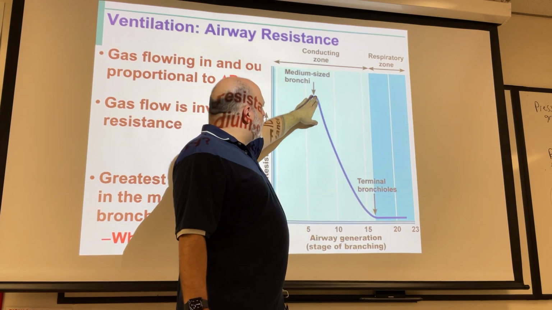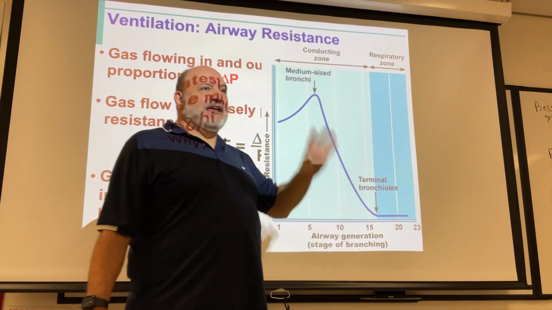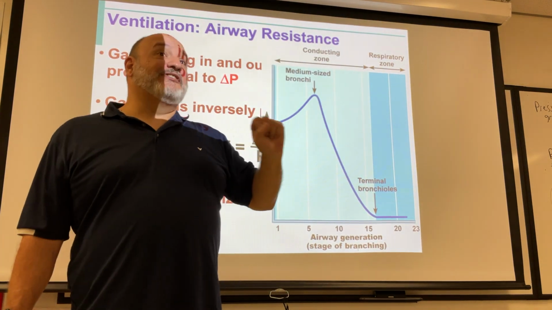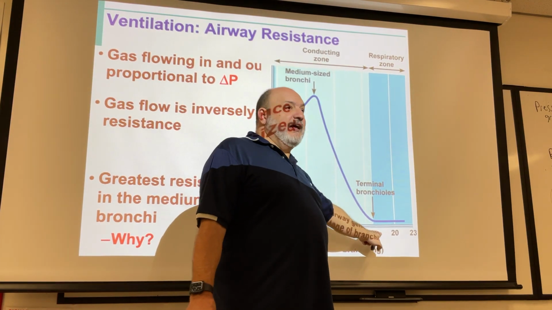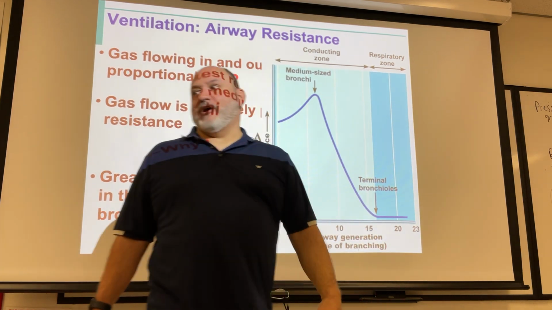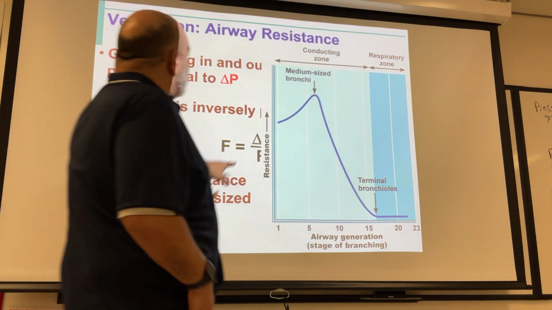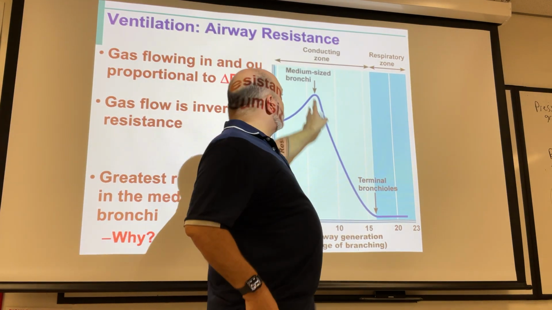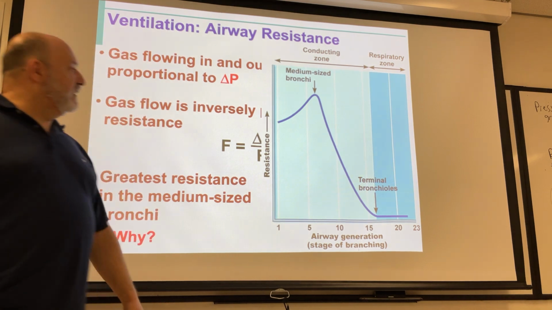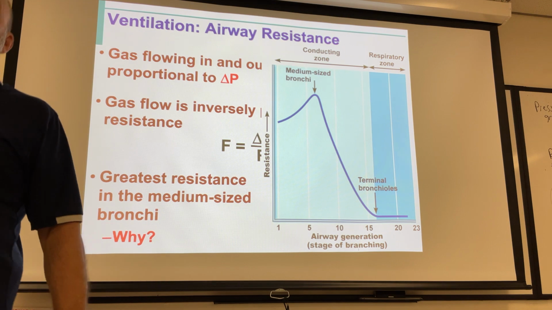they get smaller and smaller. However, once we get to about the medium-sized bronchi, even though their volumes are still getting smaller, what's happening to the numbers of them? They're increasing dramatically. And as the numbers increase dramatically, we see a drop in the overall resistance. So, with the medium-sized bronchi, there are few of them, and they're small in diameter, and that is where they have the highest resistance.